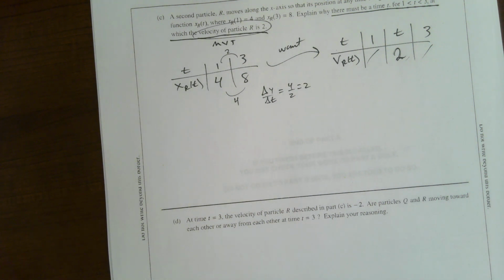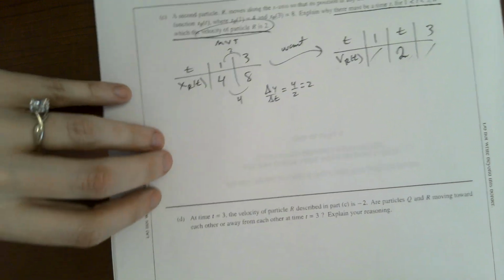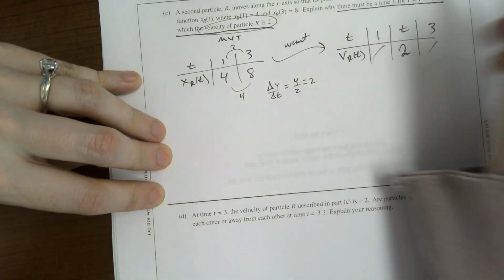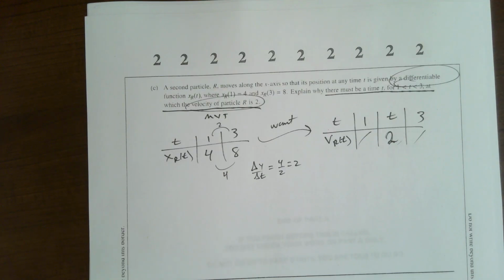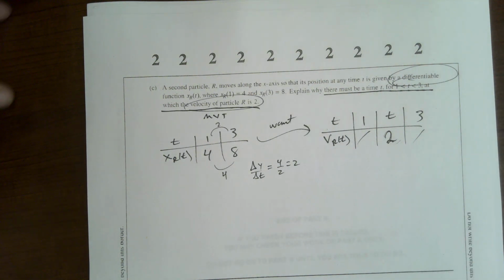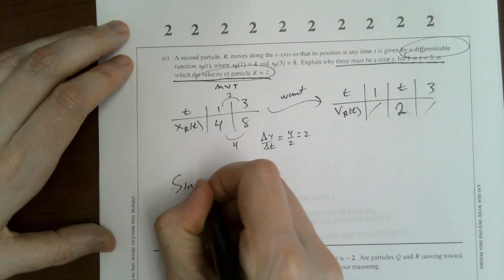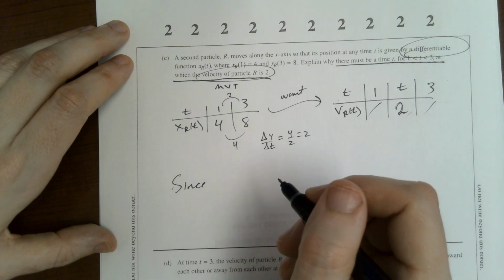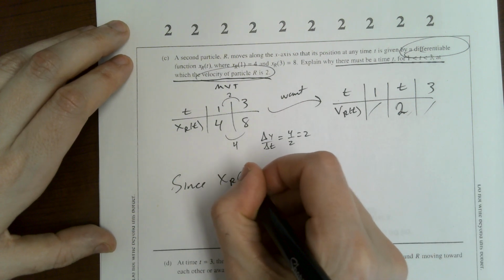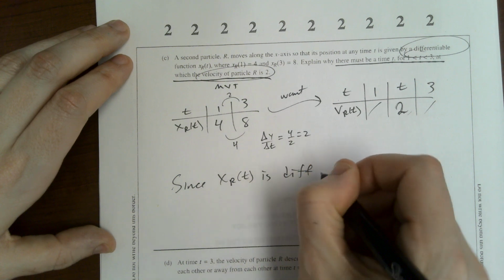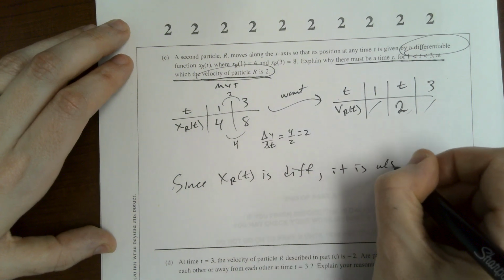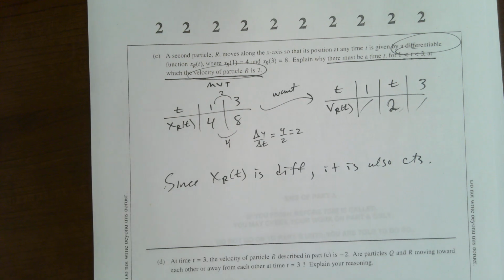First, we have to be able to say, or actually, you know what? This is free response, so I think this would be good. All right, so we know it's differentiable. We have to say continuous as well. All right, we've got differentiability. We also have to say continuous. So we could just say this: since x sub r of t is differentiable, it is also continuous.